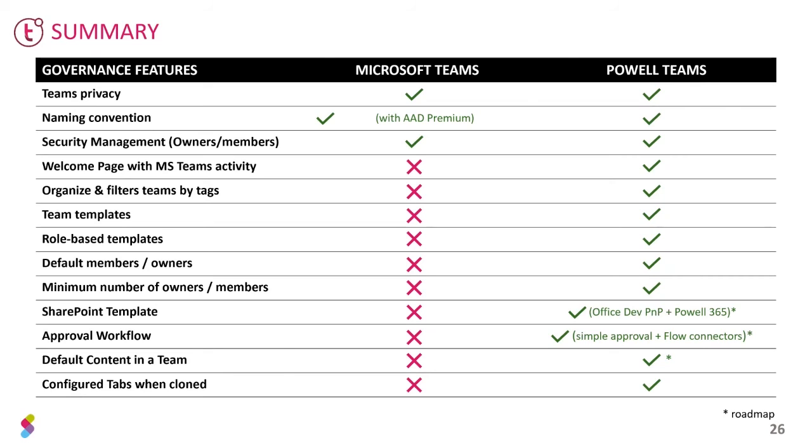It's the approval workflow. So the ability to approve teams before they're actually created. And another really interesting feature that's going to come is the ability to add default content within a team. So for example, if you create a template for RFP responses, you might want to have default content loaded already when the team is created. For example, a budget template or just a response template directly in the team, and that will be feasible very soon. And also, of course, the ability to have configured tabs when cloned.